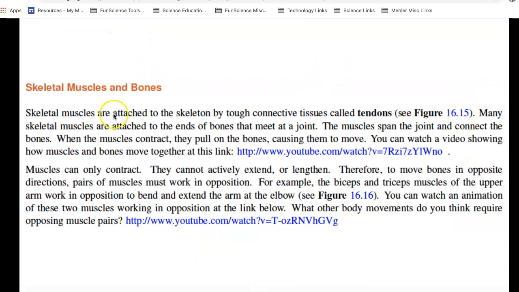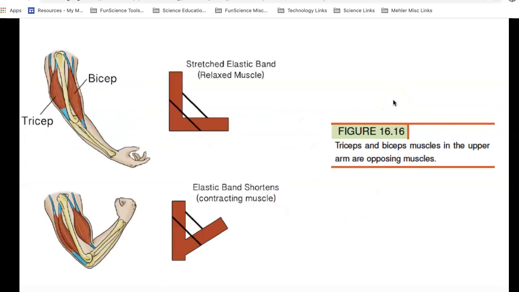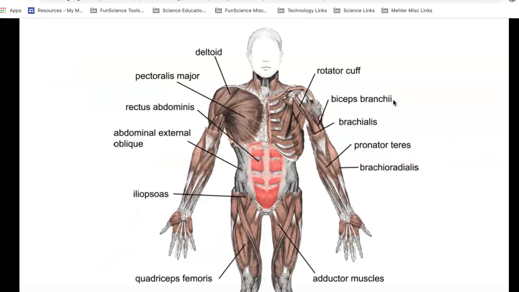Make sure you read about this. They'll talk about tendons, they'll talk about ligaments in here. This is a good little metaphor for how biceps and triceps work. Take a look at this. We have lots of muscles. These are the major muscles in our body.